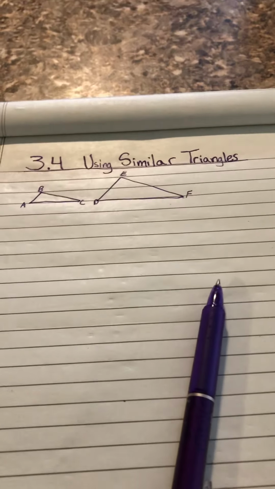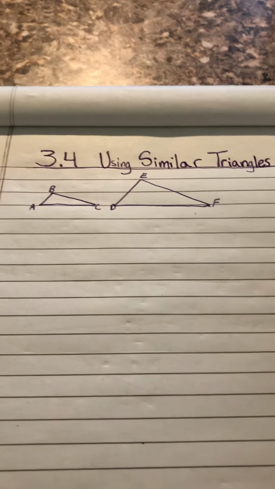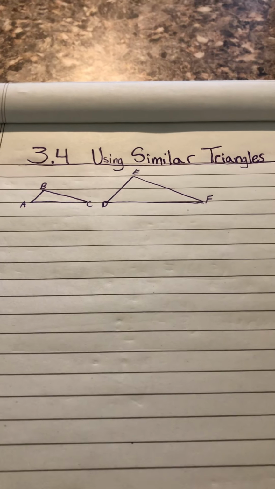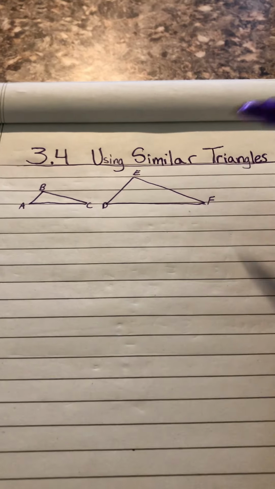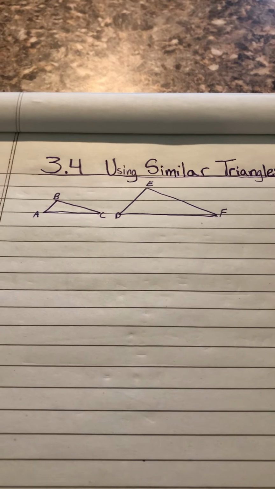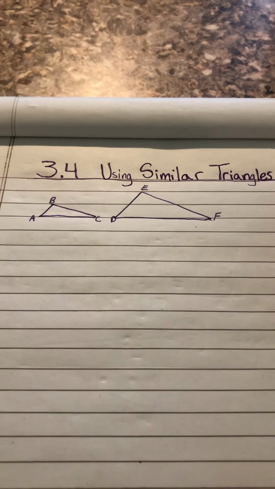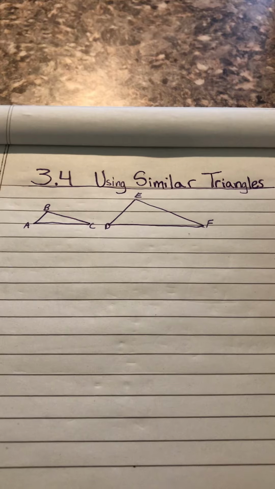Hey everybody, today's lesson is lesson 3.4 out of the book, and the lesson today is about using similar triangles. Now the purpose of using similar triangles comes down to angles. It's going to let us know if angles are congruent. Now the word congruent means that they are the same.